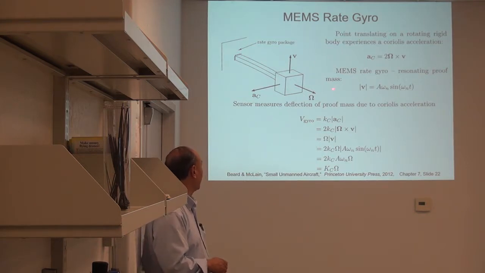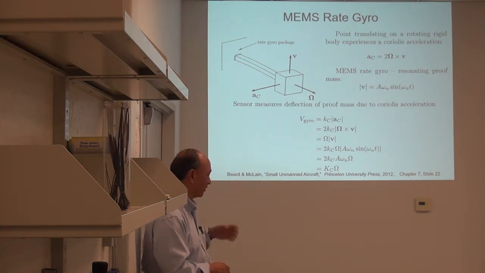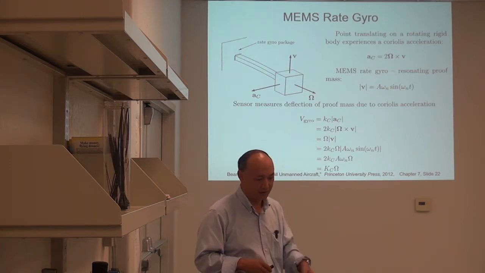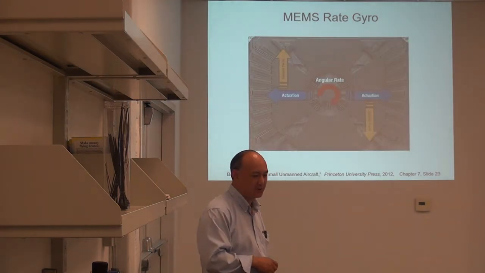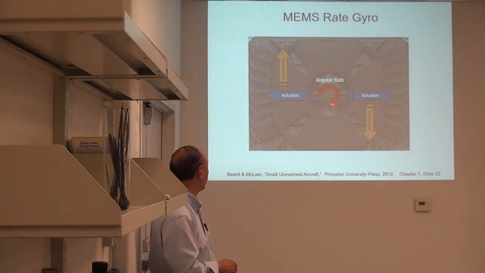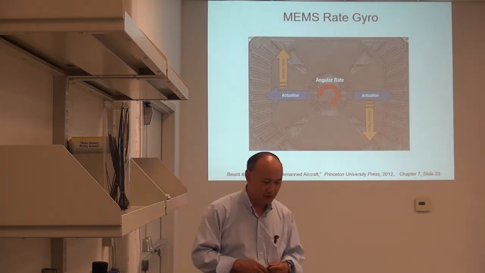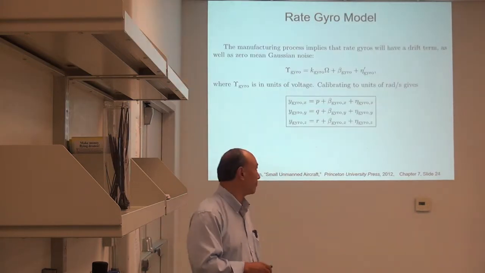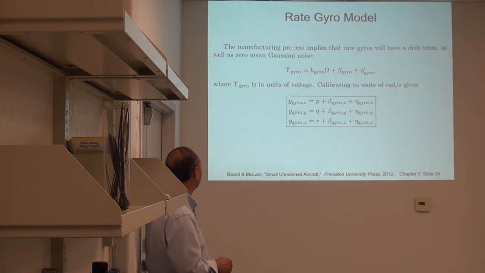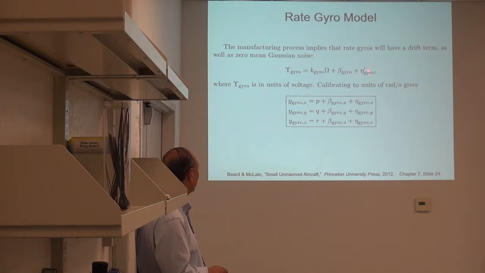So the proof mass, this small proof mass put in here, is called a resonating proof mass. And when it vibrates, it reflects your rotation. So visually, this angular rate can be measured by this rate gyro. Also, the rate gyro model can be obtained directly from manufacturers. They will tell you this rate gyro has a drift term, and zero mean Gaussian noise. This is a Gaussian noise, this is a drifting term, this is a constant.